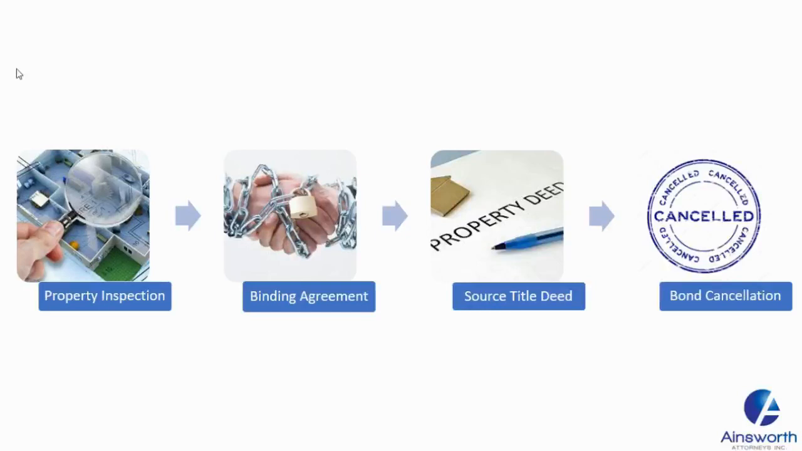The conveyancer will source the title deeds from the seller or the existing bondholder. The seller's bank holds the title deeds as security until the last bond installment is paid. If there is an existing mortgage bond over the property, that bond will need to be cancelled.